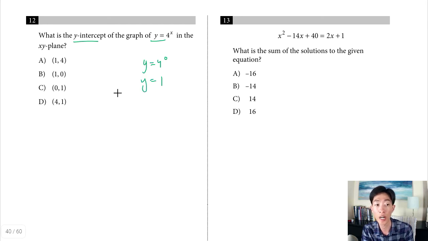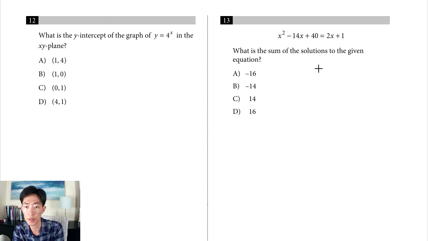So that's the y-intercept. So they're asking for the actual coordinate. Well, x is 0 and y is 1. So 0, 1 is your ordered pair, and C is the answer. Likewise, if they were asking for the x-intercept, you would make y equal to 0 and then see what x is in that case. In this case, it's funny because 4 raised to nothing can give you 0, so it probably doesn't have an x-intercept, but that would be the strategy to keep in mind if they're asking for the x-intercept.